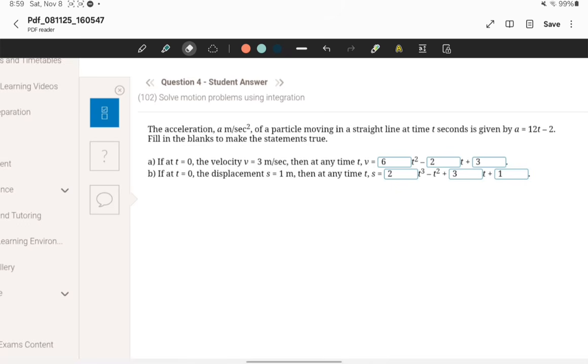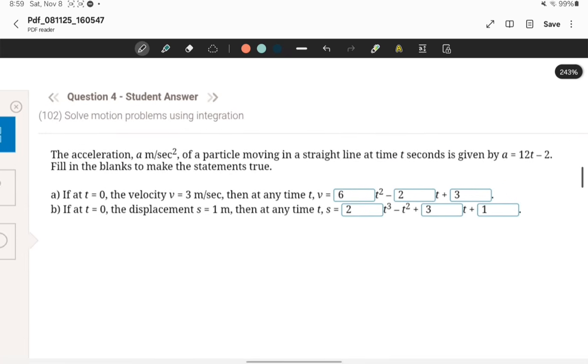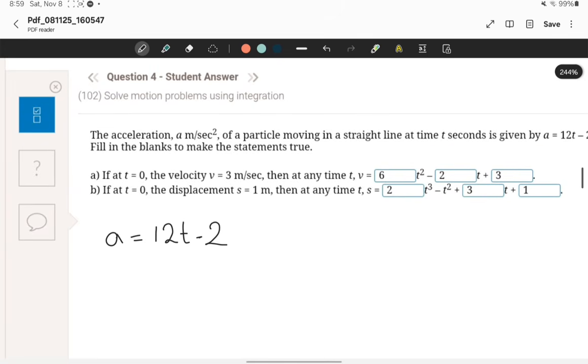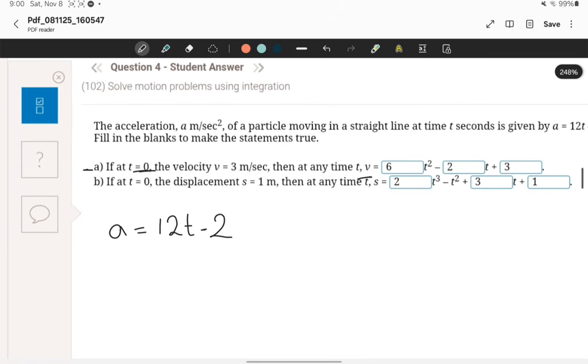They gave us the acceleration of a particle moving in a straight line at time t, given by a equals 12t minus 2. For part A, if at t equals 0 the velocity equals 3, then at any time the equation for v is what? So they want us to integrate this to get the equation for velocity.